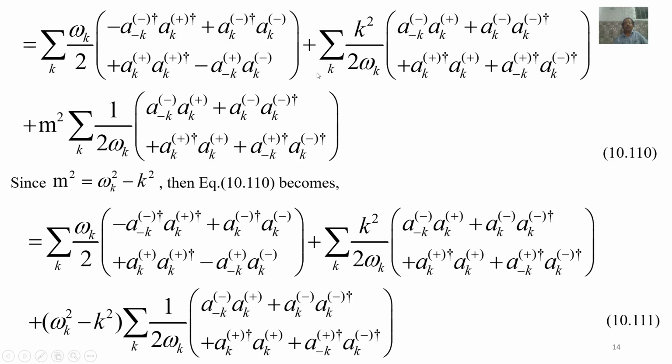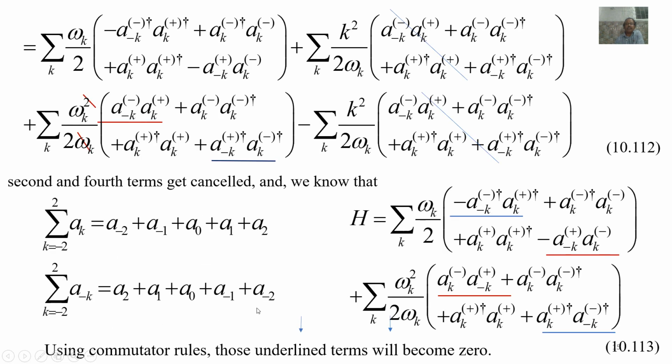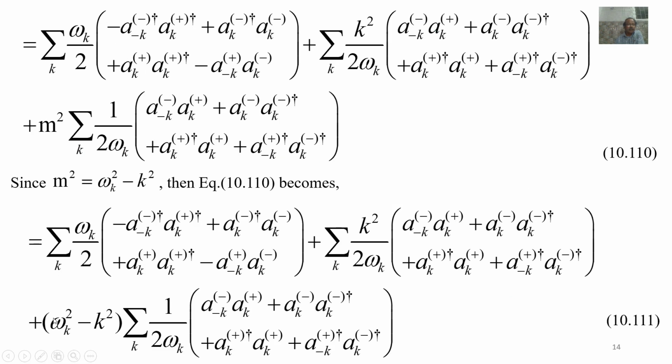Now we know that m squared equals omega_k squared minus k squared. You substitute for m squared here. So m squared is replaced by omega_k squared minus k squared. So I can write omega_k squared times this expression minus k squared times this expression. So I have written exactly the same thing. See here, omega_k squared times this expression minus k squared times this expression.